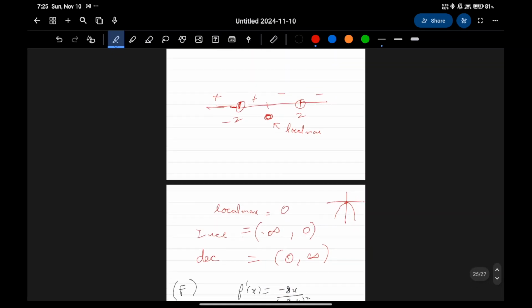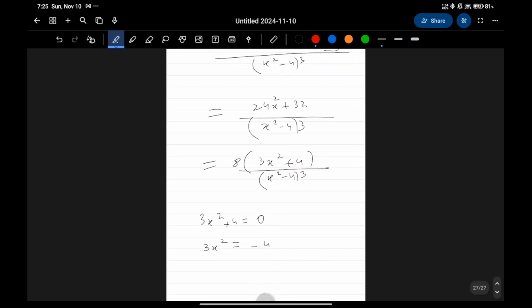So increasing from minus infinity to minus 2 and union 2 to 0. 0 to 2, sorry, minus infinity to 0, yeah. And then 0 to 2, union 2 to infinity. We have to just mention that they are not in our answers.